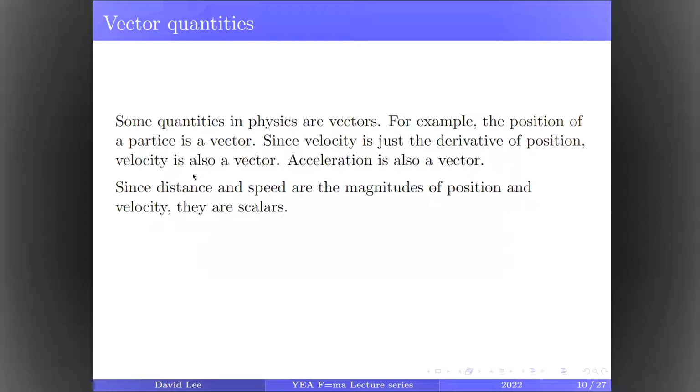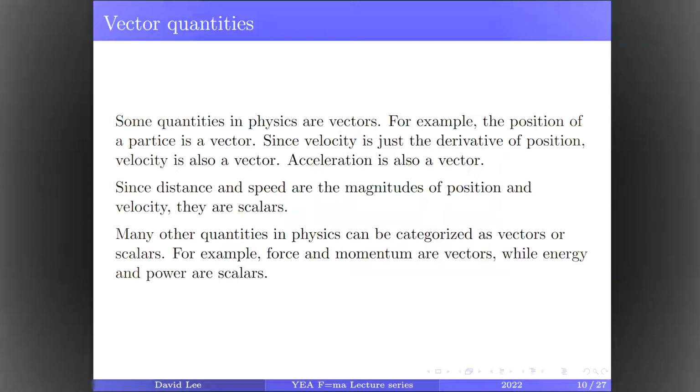And we have distance and speed that we talked about briefly in the previous lecture. These are scalars because we're taking only the magnitude or the absolute value of the position and velocity. We can categorize many quantities in physics as either vectors or scalars. Some common vectors you'll see later on are force and momentum. And some common scalars are energy and power.